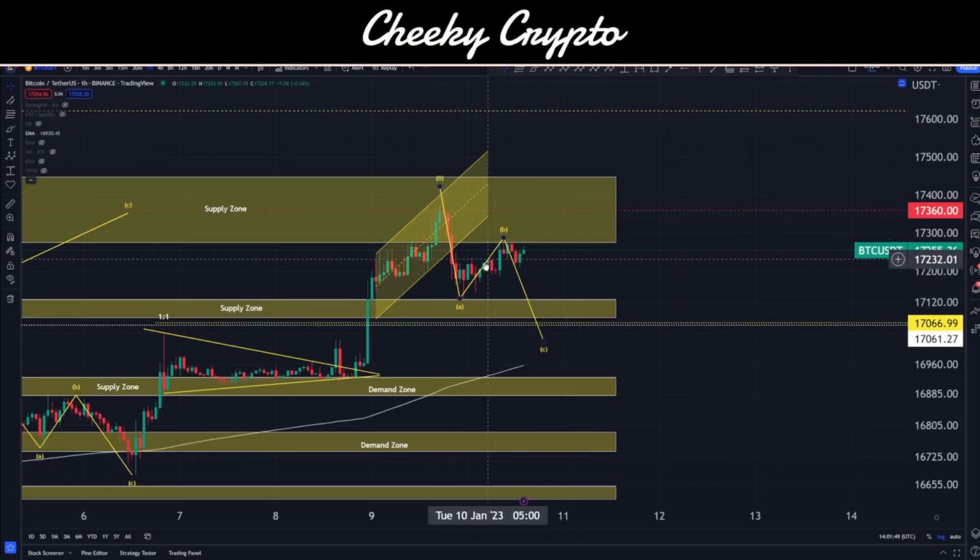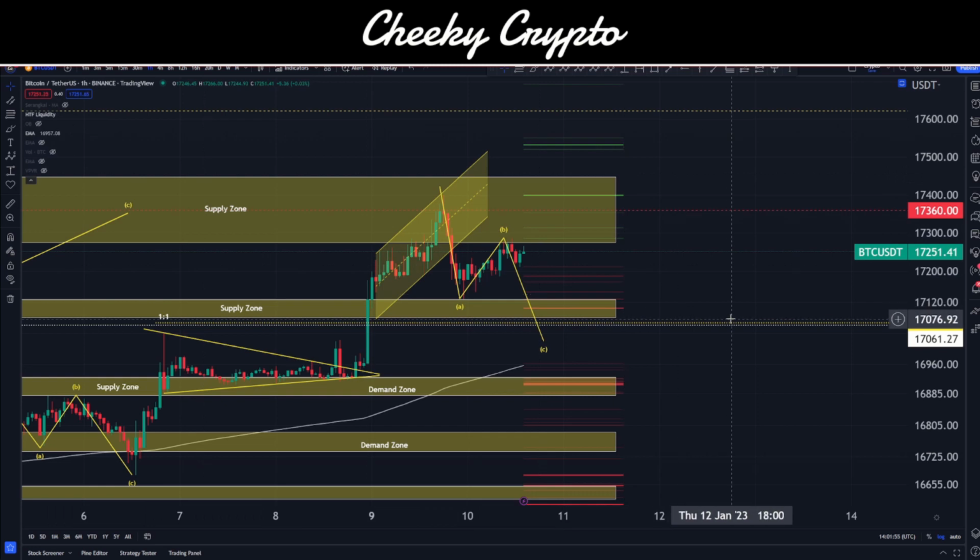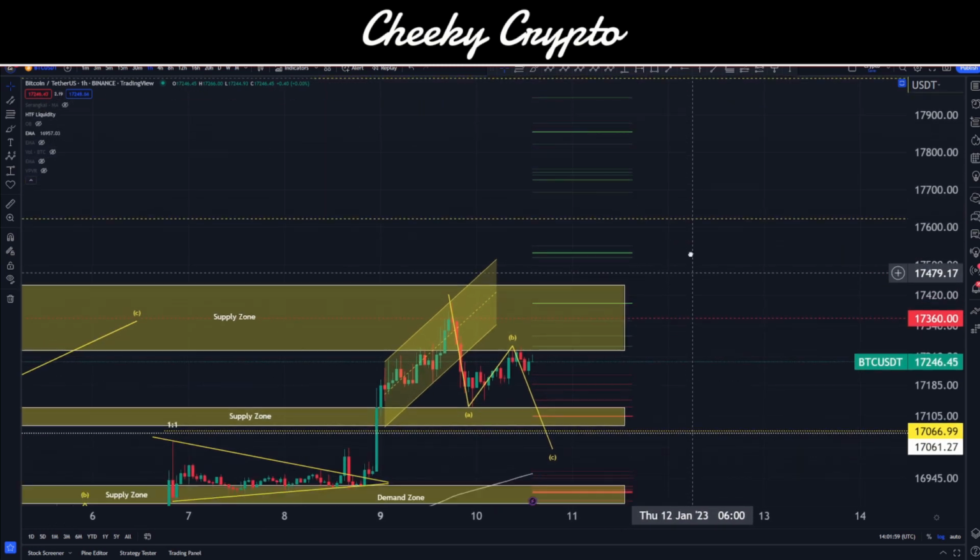So it's still possible we just rally up, but I think the most probable scenario is that we do move down first. Now, if I take a look at the HTF liquidity, we can see that there's liquidity stacking up on both sides pretty evenly here.